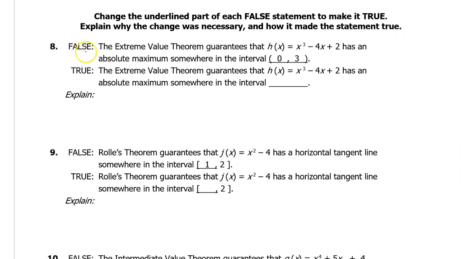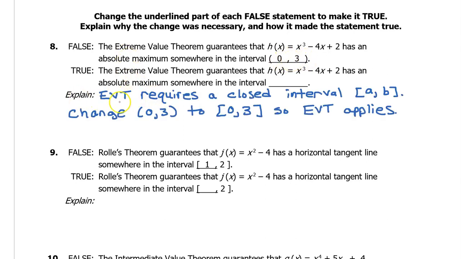Number 8. Here comes a false statement. The extreme value theorem guarantees that h of x, which equals x cubed minus 4x plus 2, has an absolute maximum somewhere in the open interval from 0 to 3. This is false because the extreme value theorem requires a closed interval from a to b. Let's change the open interval from 0 to 3 to the closed interval from 0 to 3. That way, the extreme value theorem will apply. Now the statement is true.